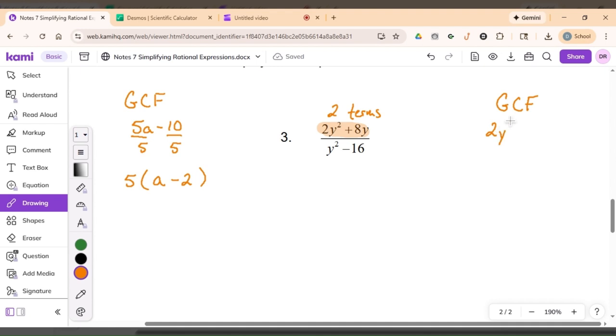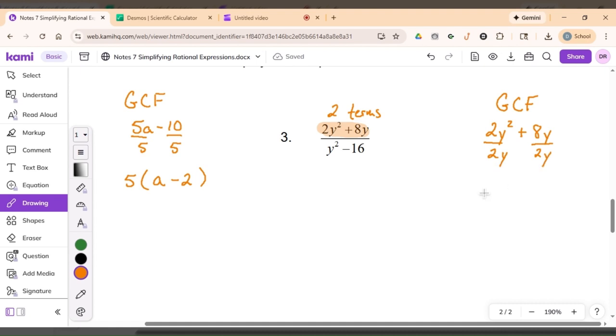Look at the 2y squared plus 8y. First thing that stands out is both of these can be divided by 2. They're both even. But you might notice this time, not only is there a number that they have in common, there's also a letter y. So we can bring a y away from each of these, okay?